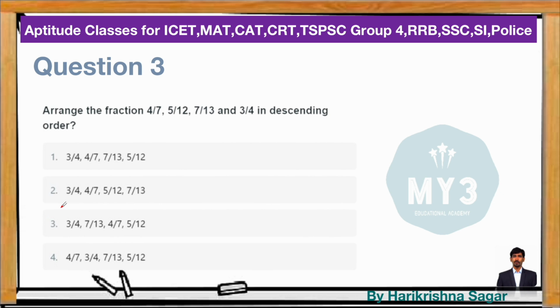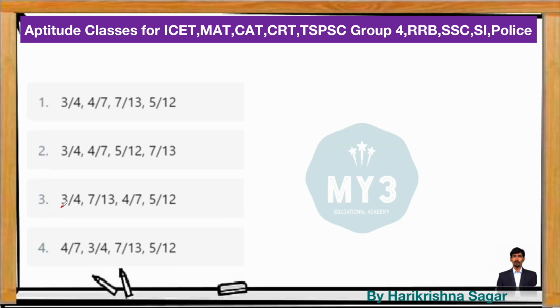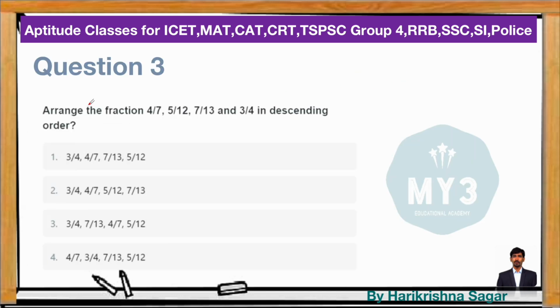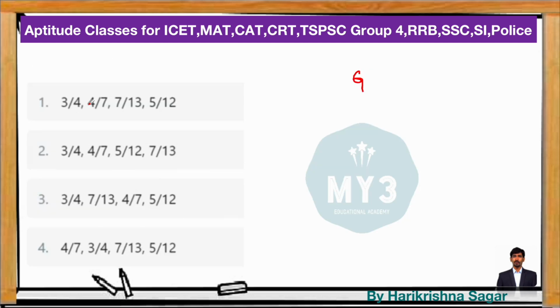Arrange the fractions 4 by 7, 5 by 12, 7 by 13, 3 by 4 in the descending order. Descending order means greatest to smallest. Let's check the greatest value. You can check with the option choices, or you can go with the question. You can solve however you like.